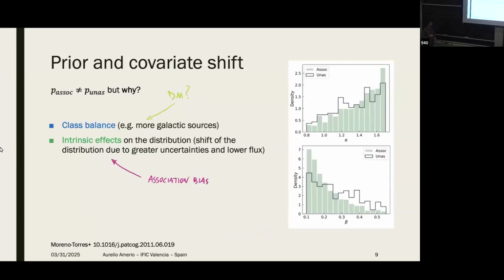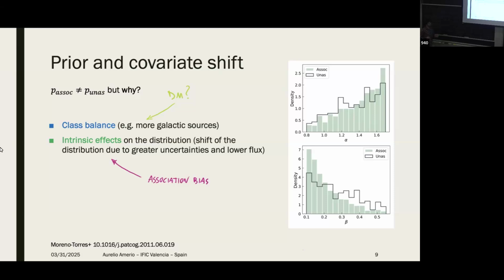You can see this in a quantitative way by taking a look at this distribution. This is just a histogram of the parameters of the energy spectrum. And as you can see, the distribution for unassociated sources is quite different from that of the associated sources. And this is something that we need to take into account properly if we want to do inference on the unassociated gamma ray sources. But why is there such a difference at all?